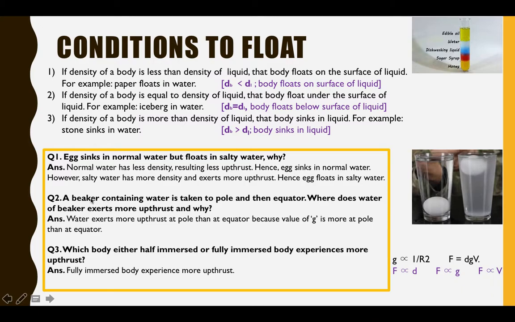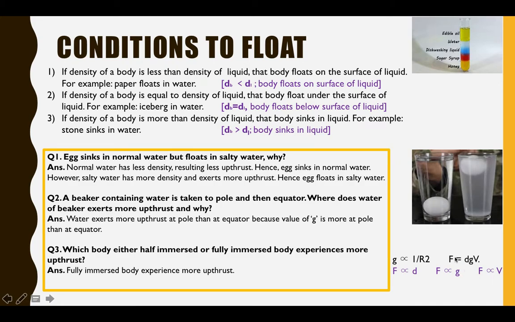Similarly, there is another question. A beaker containing water is taken to the pole and then the equator. Where does the water in the beaker exert more upthrust and why? So the beaker with water is taken to the pole and then to the equator. The question is asking where the water exerts more upthrust.